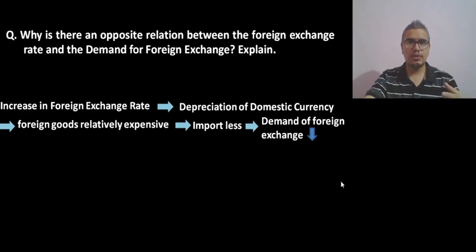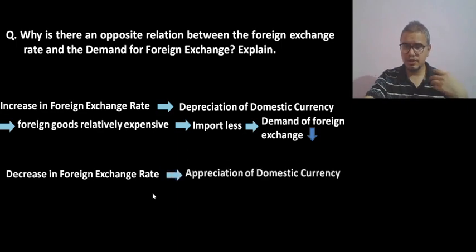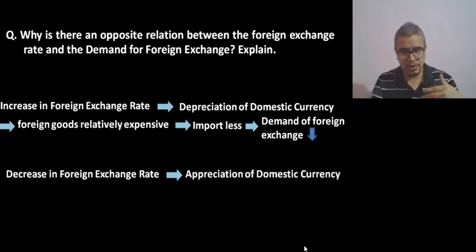In a similar way, whenever there is a decrease in foreign exchange rate, it simply means that previously we were giving 60 rupees per dollar, now we will be giving 50 rupees per dollar. So in terms of domestic currency, we will be paying less for the US dollar. Okay, so decrease in foreign exchange rate simply means appreciation of domestic currency, because in case of appreciation also, as we have discussed earlier in our previous class, the same thing was happening. We were giving less Indian currency against the US currency, isn't it? So here appreciation of domestic currency takes place.